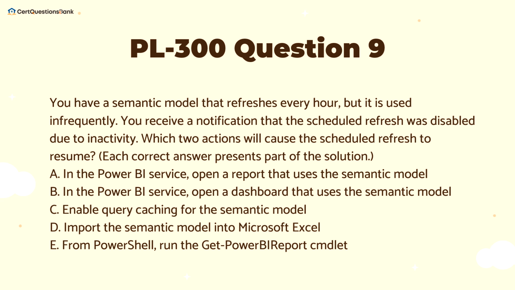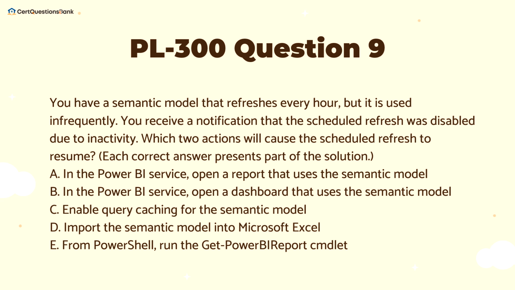You have a semantic model that refreshes every hour, but it is used infrequently. You receive a notification that the scheduled refresh was disabled due to inactivity. Which two actions will cause the scheduled refresh to resume? Each correct answer presents part of the solution.